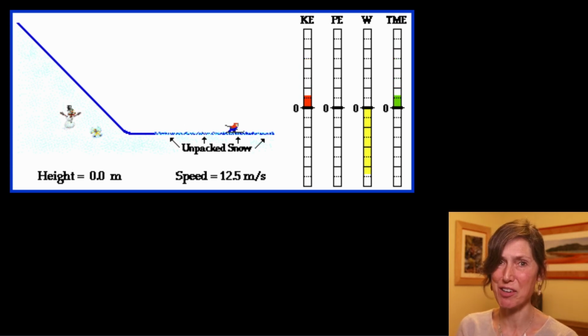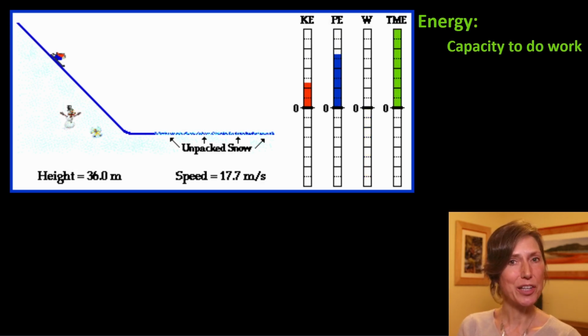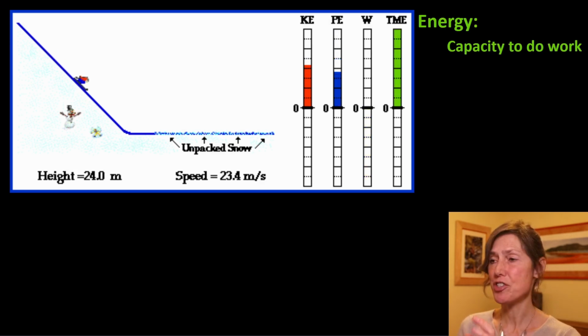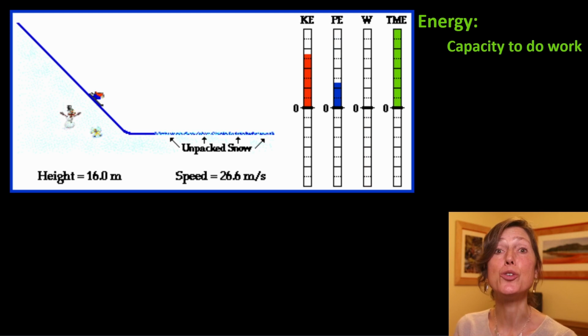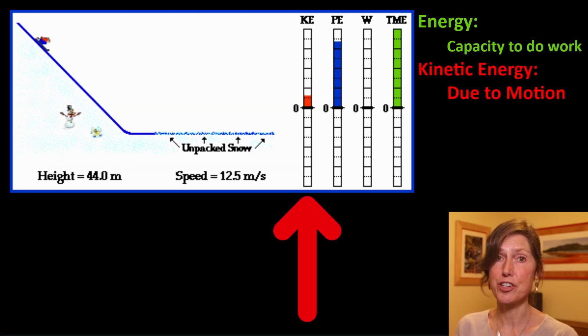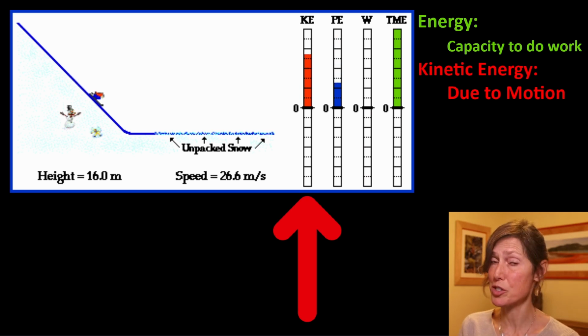Let's unpack this GIF animation. So we're getting a little bit into physics here. Energy is defined as the capacity to do work. Kinetic energy is a result of the motion of the object in this animation. The further down the hill the skier goes, the greater the kinetic energy because the speed is greater.